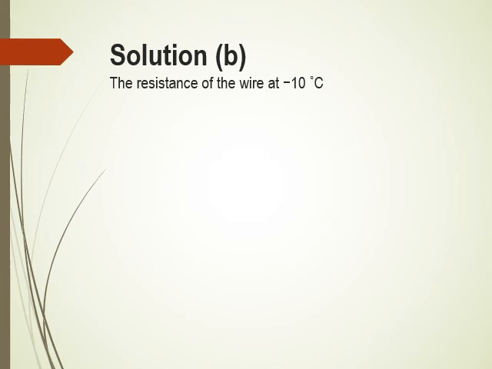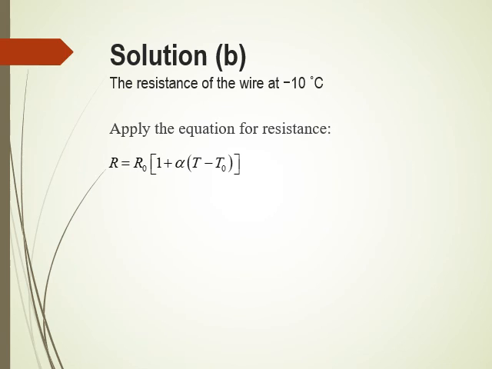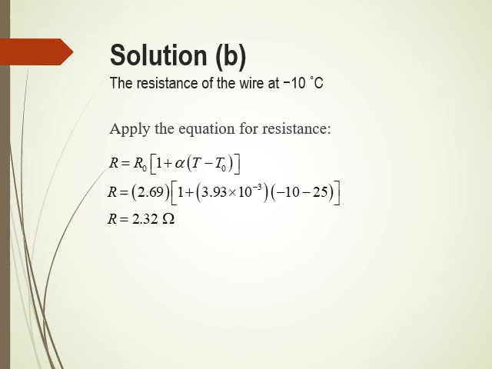Question B wants the resistance of the wire at a temperature of negative 10 degrees Celsius. It is no longer at room temperature. Therefore, let's apply the equation for the dependence of resistance on temperature: R equals R naught, 1 plus alpha, T minus T naught. Substitute the values into the equation and you will obtain R equals 2.32 ohm.